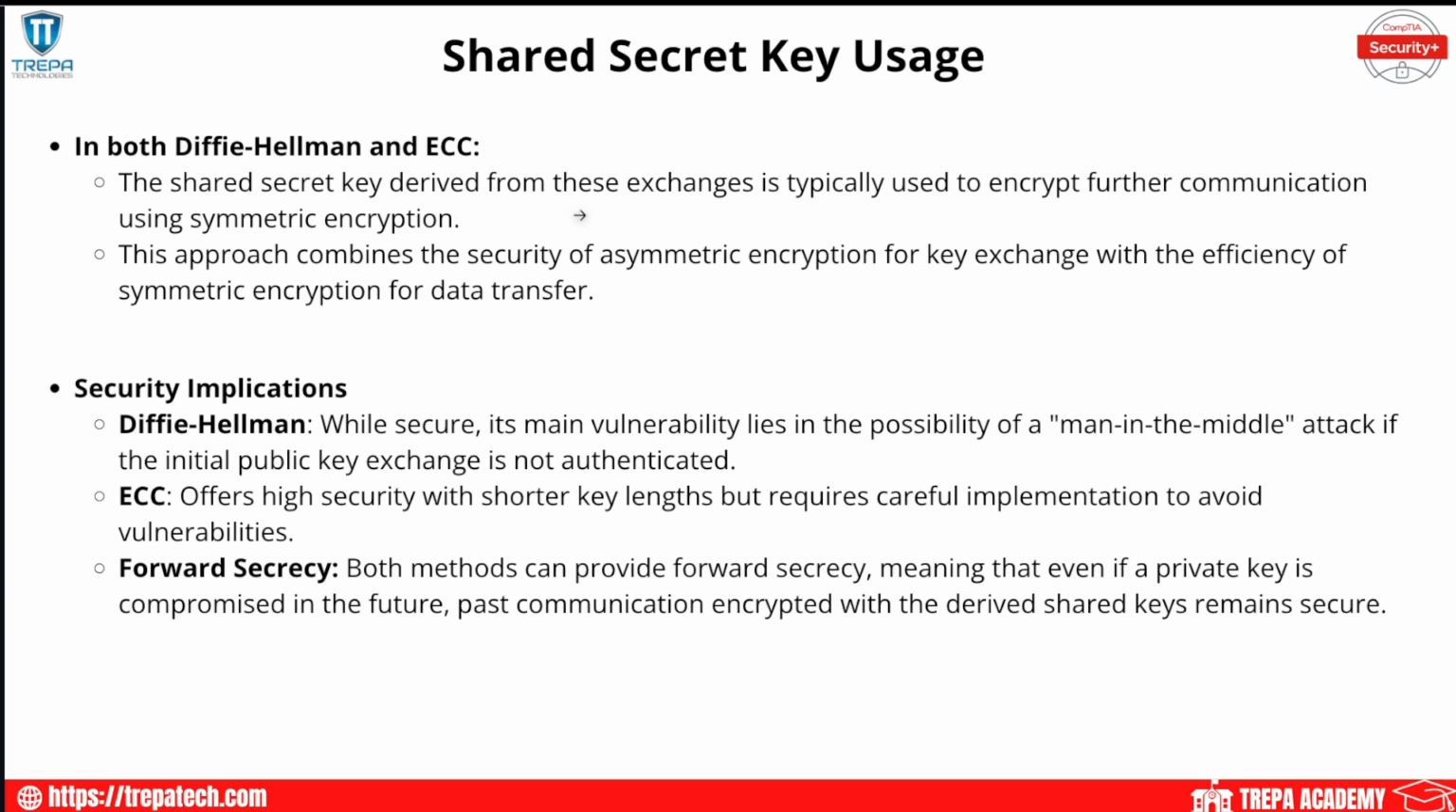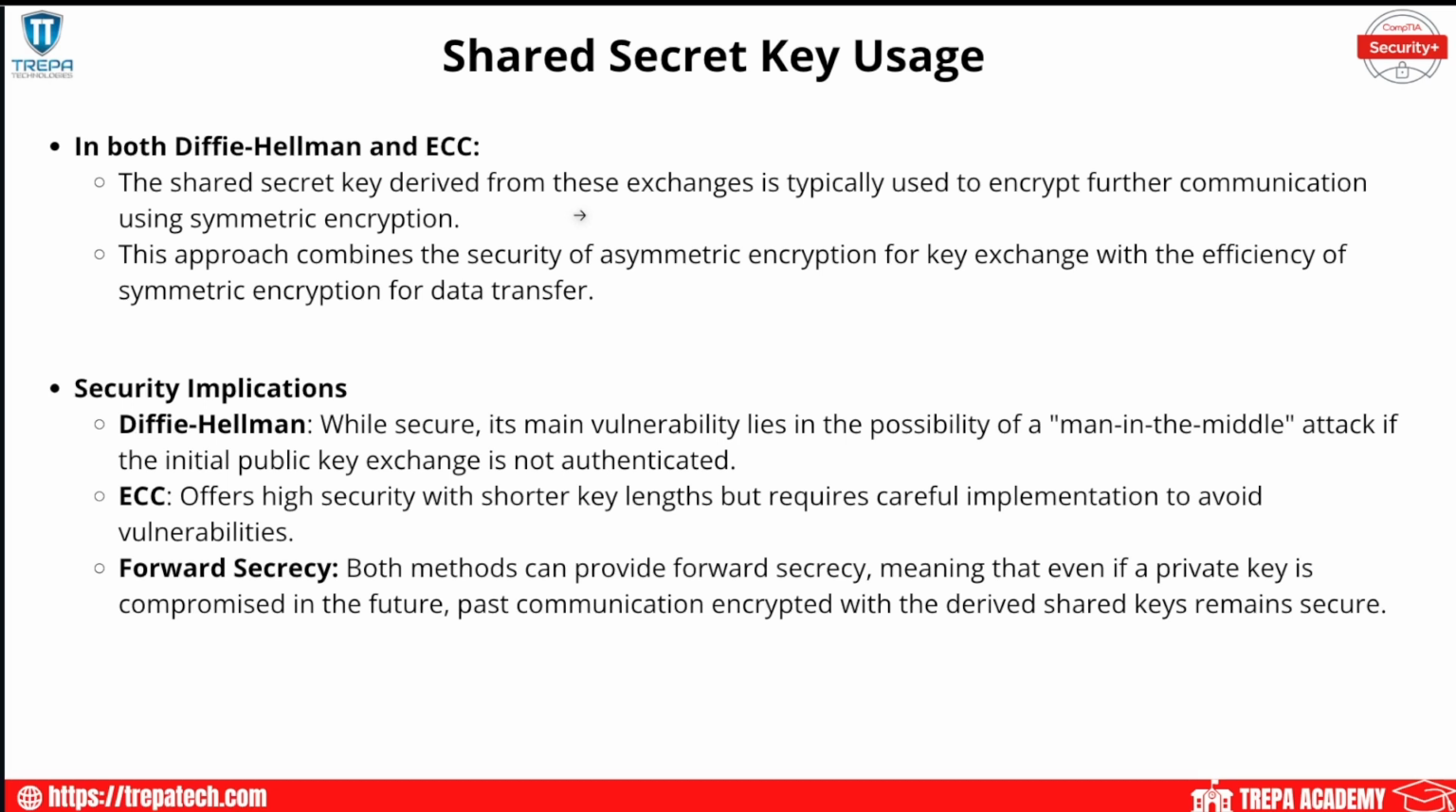So, some security implications. With Diffie-Hellman, while secure, its main vulnerability lies in the possibility of a man-in-the-middle attack if the initial public key exchange is not authenticated. Essentially that means if someone is doing a packet capture in the middle and takes that public key, they can be part of that shared secret key, mathematically. ECC offers high security with shorter key lengths, but requires careful implementation to avoid vulnerabilities. Essentially, it's a little bit harder for computers to compute those curves rather than just large prime numbers, even though those curves end up equaling a number.